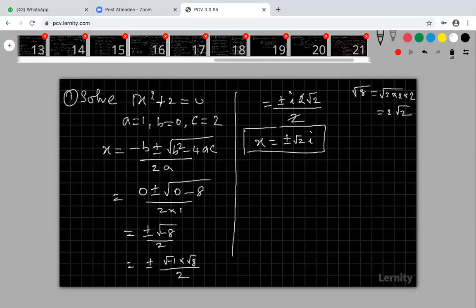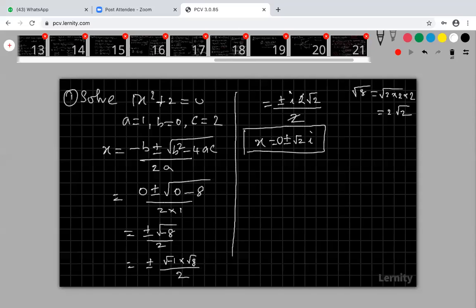What is the real part? Here the real part is 0. What is the imaginary part? That is root 2. Okay, so there are two numbers, sir? Yes. Are you writing the notes or not? Yes.